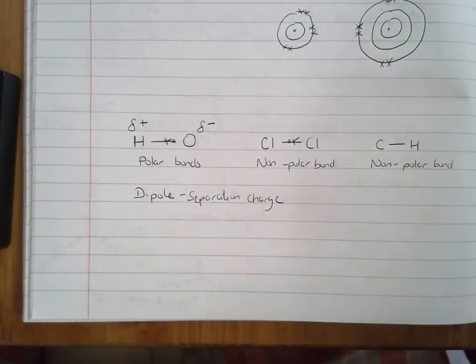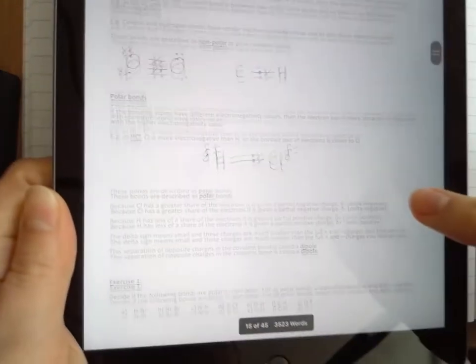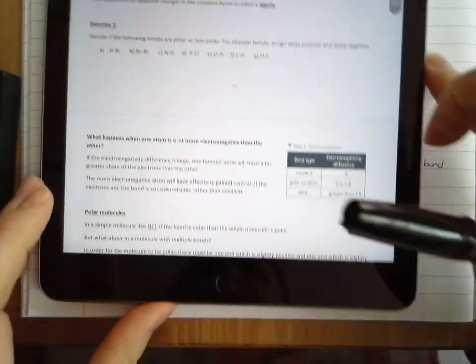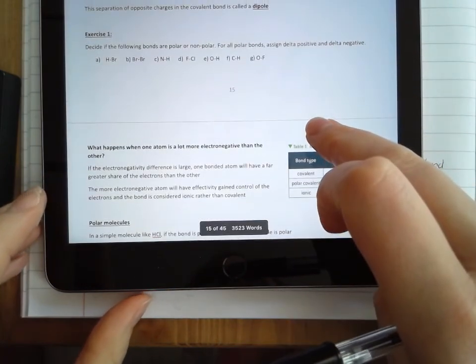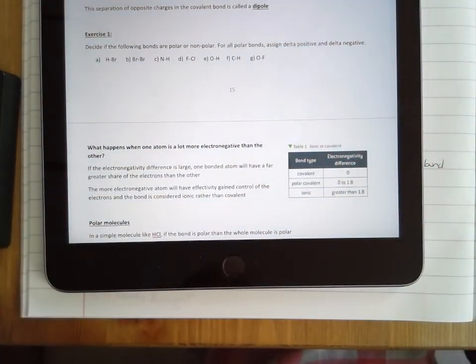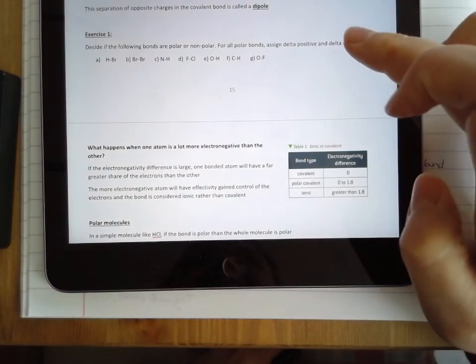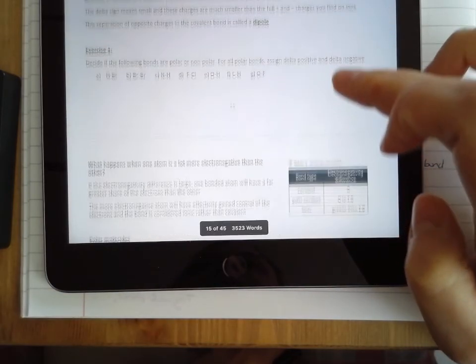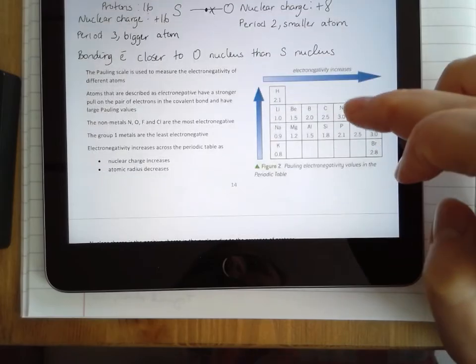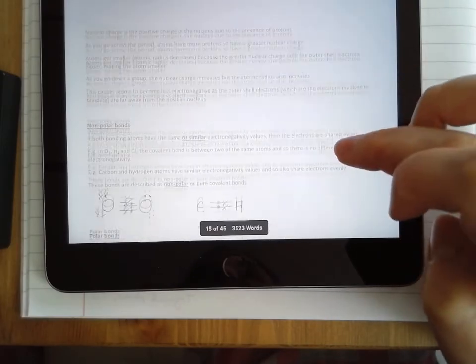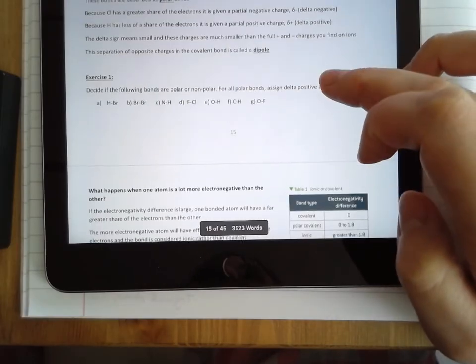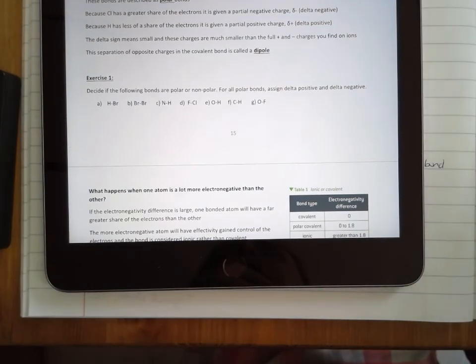In exercise 1 on page 15, I've just given you a list of covalent bonds. I just want you to tell me if they're polar or non-polar, and if they are polar, to assign delta positive and delta negative. To see which one is going to be delta positive and delta negative, you'll have to flick back up to page 14 and use the values on the table. Okay, so have a go at that, pause the video, and then come back for the answers.